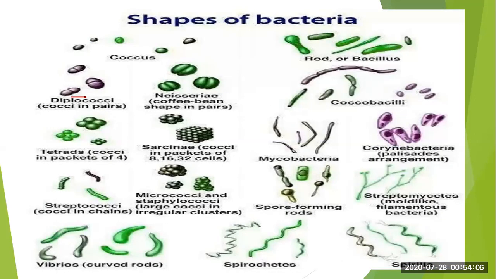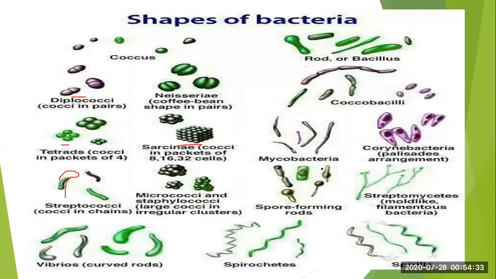So those are the different kinds of arrangement. You can check here: this is a diplococci, which means they are present in pairs. Then this is a tetrad, present in fours. This is a sarcina, present in a cubical arrangement. And streptococci means they are present like a chain. And here the arrangement is like cocci, but it is our bacillus arrangement, like coccobacilli or Mycobacteria, or spore forming rods.